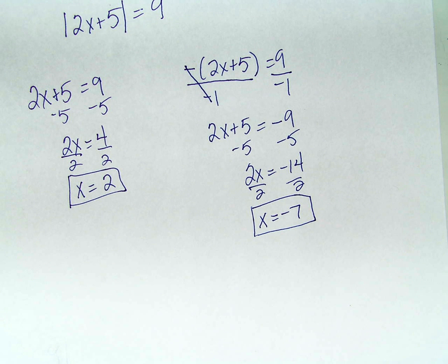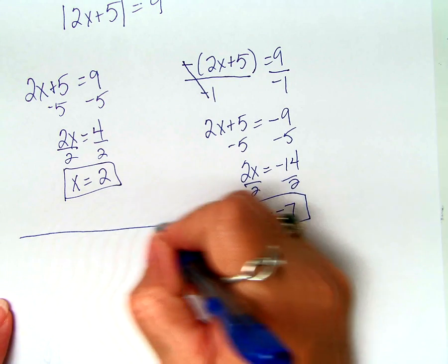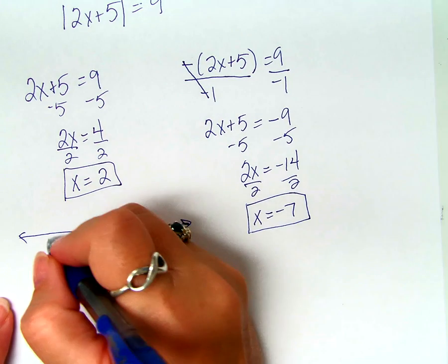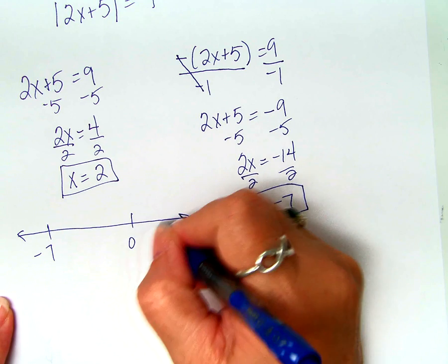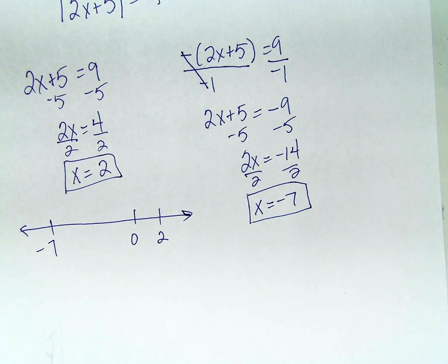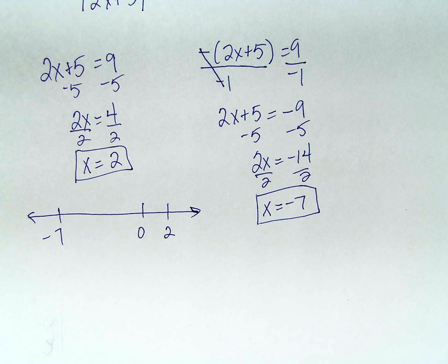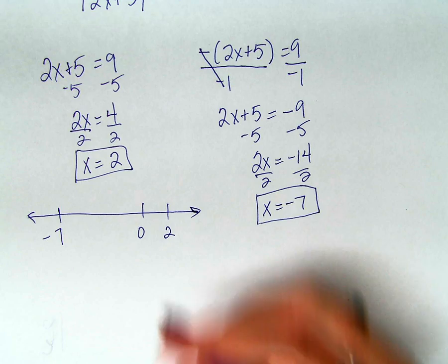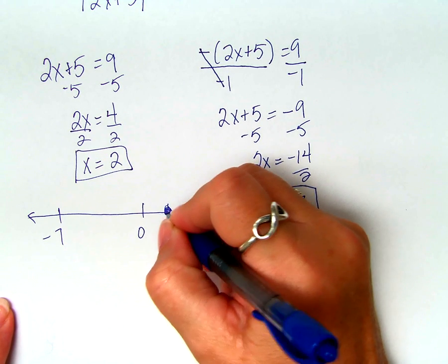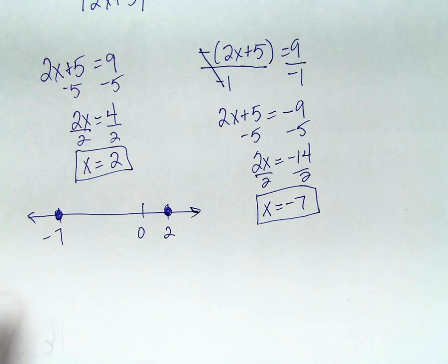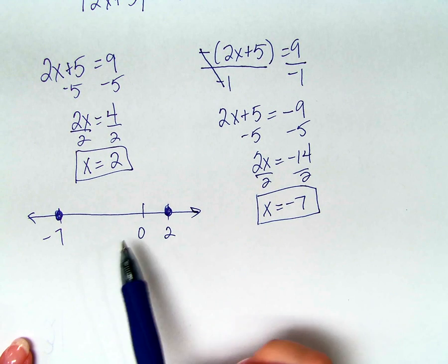Right? Now, is that it? Oh, we have to graph it, right? Okay. So here's -7. Here's 0. Here's 2. What's it look like? What's my graph look like? Closed circle on 2 and a closed circle on -7, just like that? Perfect. Wait, I don't have to color in between them or color on the outside?